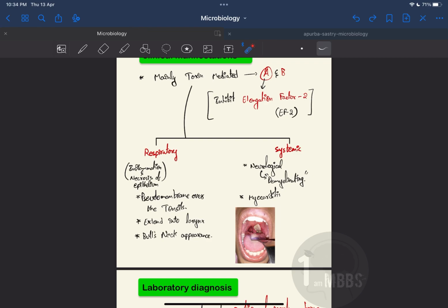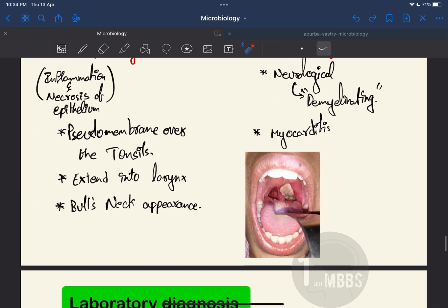And systemic manifestations: in severe cases, it causes demyelination of nerves, as I have told you earlier, and myocarditis, the CVS manifestations of the toxin. Here you can see the whitish pseudomembrane over the tonsillar area.